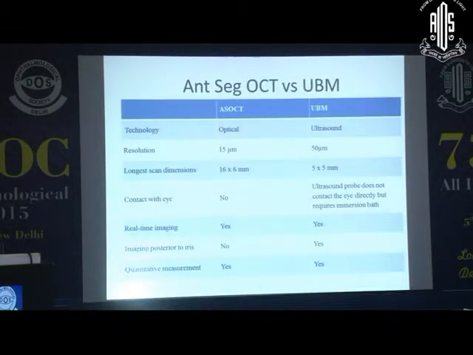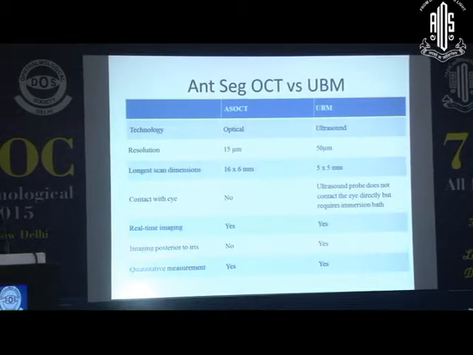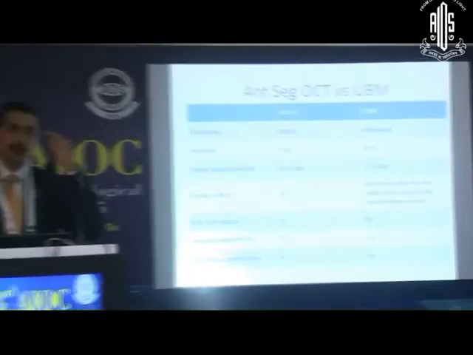One thing before I conclude is, there is of course the UBM. So in what ways would an anterior segment OCT be better than a UBM? Well, in anterior segment OCT, the technology is optical, while in UBM, it would be ultrasound. The resolution would be 15 microns compared to 50 microns in a UBM. But then the biggest advantage is there is no contact with the eye in the anterior segment OCT, unlike in the UBM, which, even if the ultrasound probe does not directly contact, requires an immersion bath. There is real-time imaging in both of them.